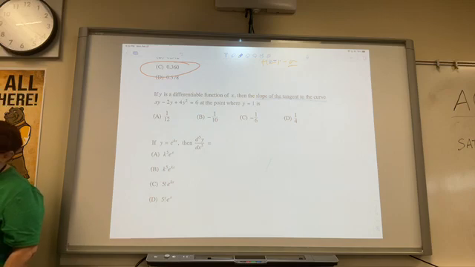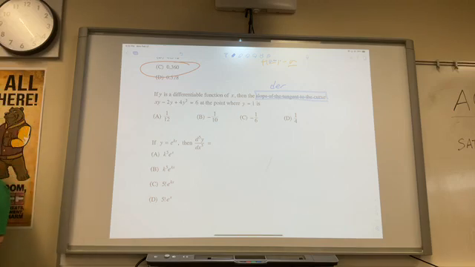Slope of the tangent to the curve. What does that mean? Tangent line? Yeah, and what's specifically the slope of the tangent line? Derivative. It's just saying find the derivative at 1.